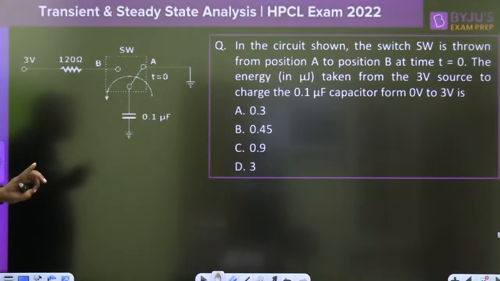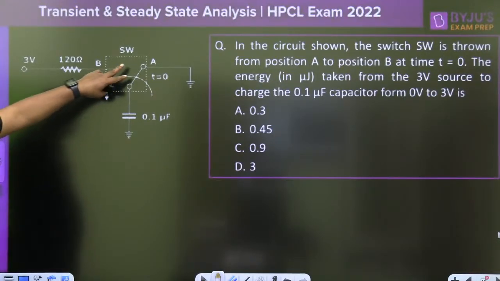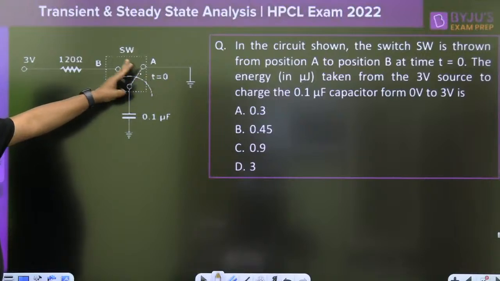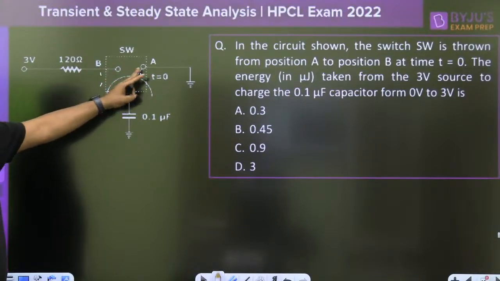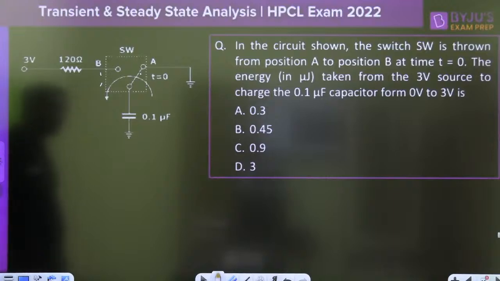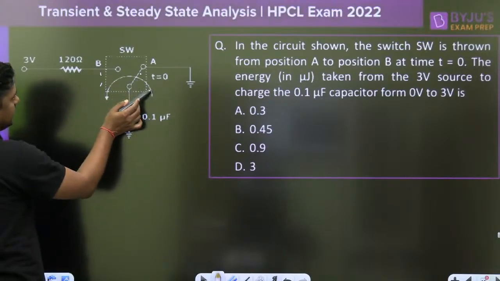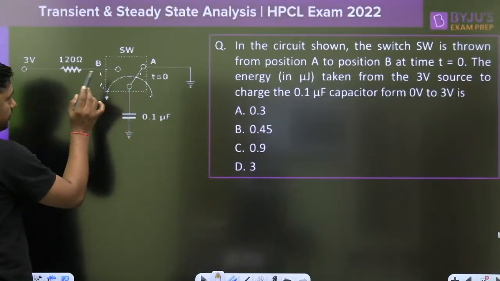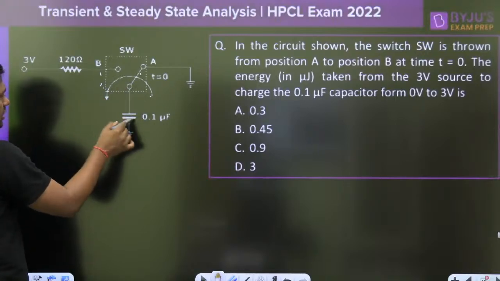In the circuit shown, the switch is thrown from position A to position B. It was at position A, now the switch is thrown toward position B. When it is connected to A, what is the voltage across the capacitor? Always remember, exactly at t equal to 0, switch is thrown. So before switching, what is the voltage across the capacitor?